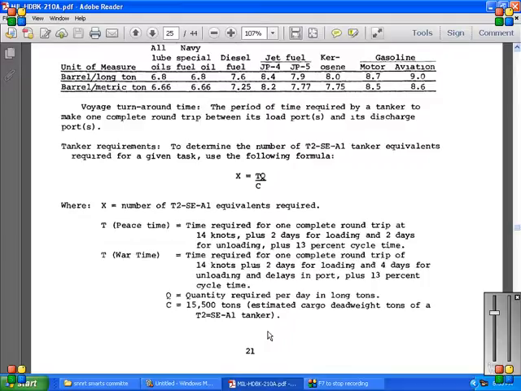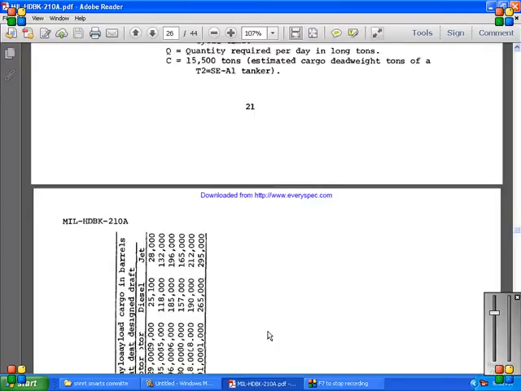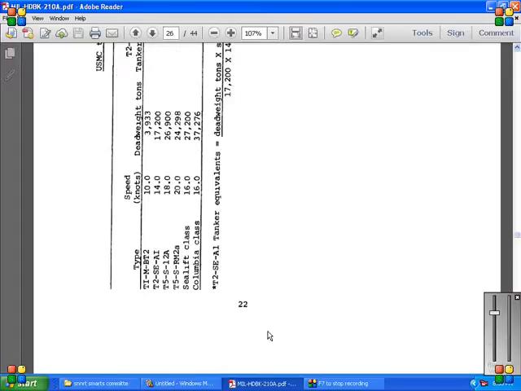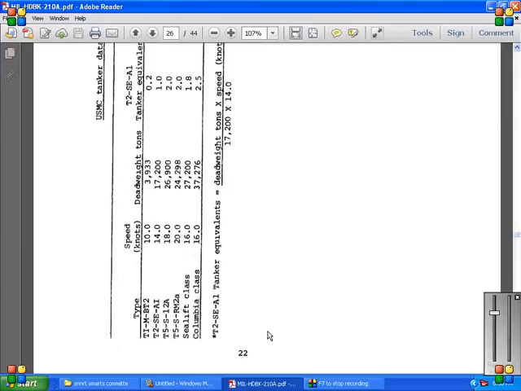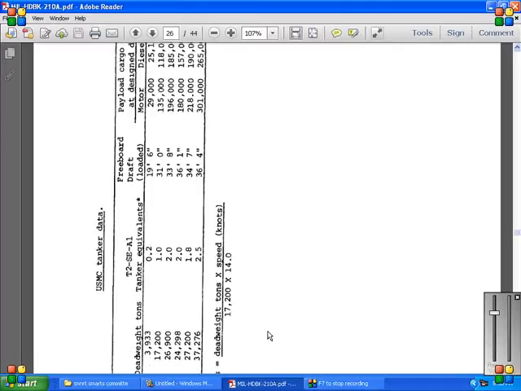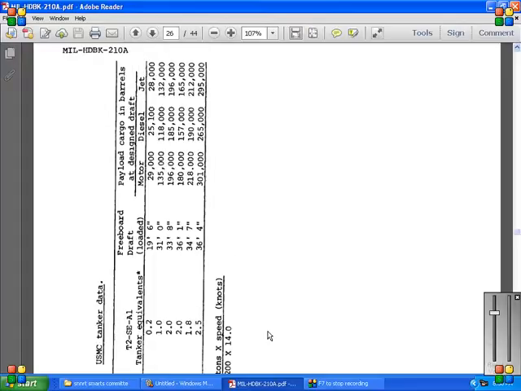The USAMC tanker data sheet starts out with the type: T1-M-BT2, T2-SE-A1, T5-S-12A, T5-S-RM2A, Sealift class, Columbia class. Then the speed in knots, the deadweight tonnage, and the tanker equivalents of the T2-SE-A1, freeboard draft loaded, and payload cargo in barrels at designated draft for motor gas, diesel, and jet fuel. Tanker data.